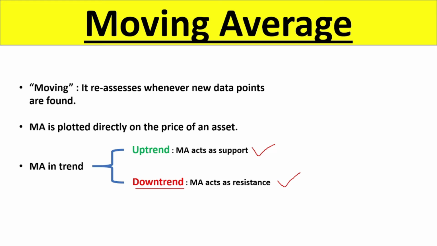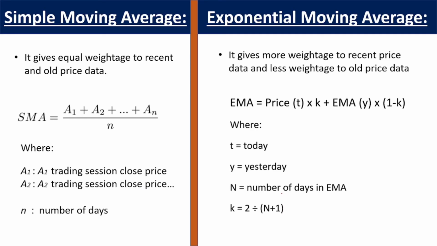One more important thing is that there are different types of moving averages: simple moving average, exponential moving average, and weighted moving average, and many more. We'll try to understand two types of moving averages, SMA and EMA, like simple moving average and exponential moving average. Here you could see clearly, we have taken simple moving average on one side and exponential moving average on the other side.